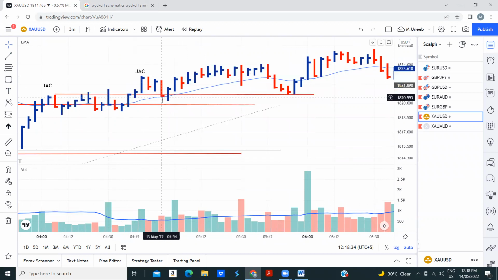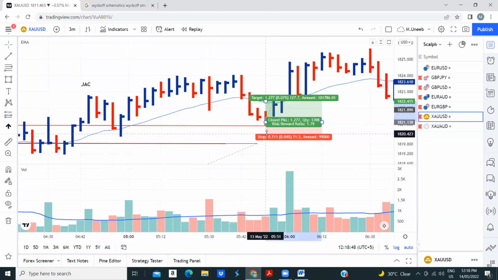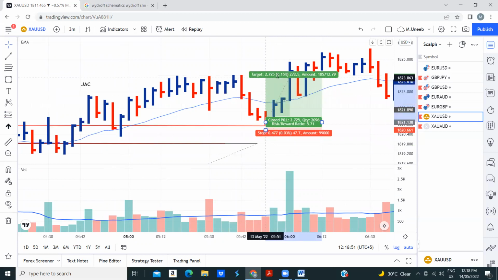And now what do we see here? This one here, key reversal. Can you see key reversal over here? Or this one here, effort versus no result, you see? So either you can enter right over here or you can enter right over here. Got it? Now it's clear.